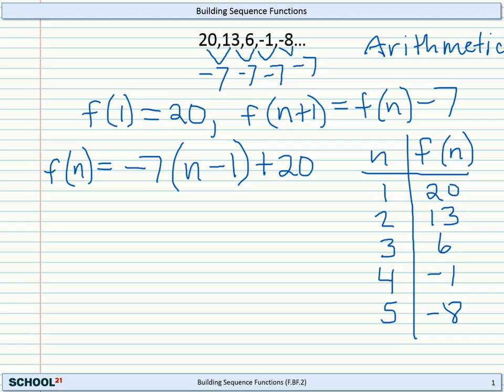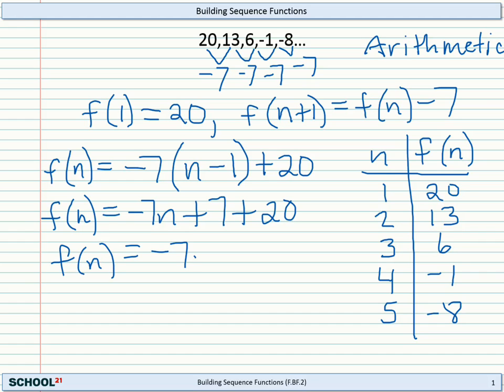And this is the beginning of our regular definition for the recursive function. So again, what are we saying? We're saying the value of any term is negative 7 times that number minus 1 plus that original value, which is 20. And now we can simplify this side. And we'll check this at the end to make sure that it makes sense to you. So f of n equals, let's use the distributive property, negative 7n plus 7, and then there's that plus 20. And now we can just simplify: f of n equals negative 7n plus 27.